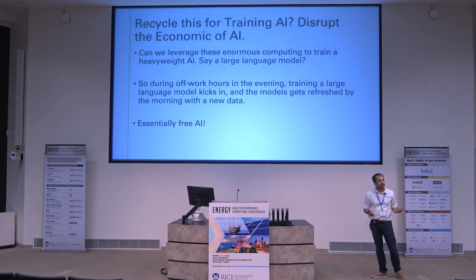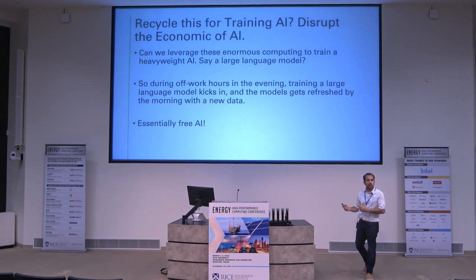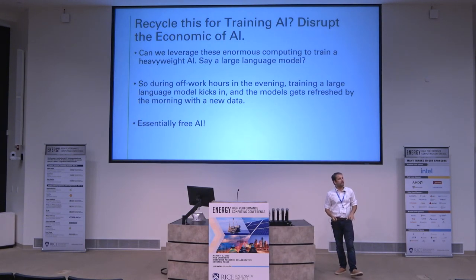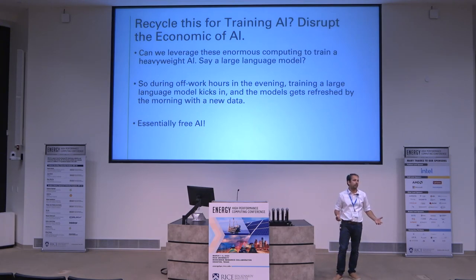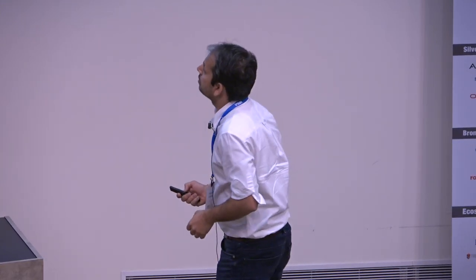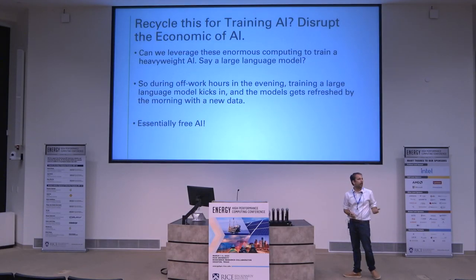So here is a wish list. Can we recycle this enormous amount of compute that is going to waste to train a heavyweight AI? Imagine this: everybody signs off at 5 p.m. from their work, goes back home, sleeps, comes back to the office at 7 a.m., and a language model is refreshed by that time. So you're now getting a better new AI for whatever new data came in, and you can work from there. And this can happen every day because there are a lot of idle cloud resources. And this I will call essentially a free AI.